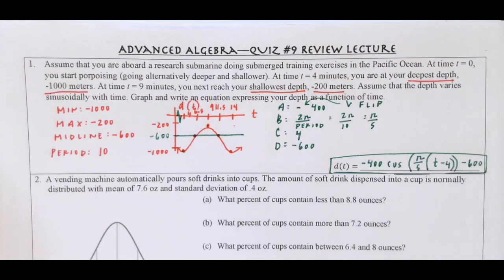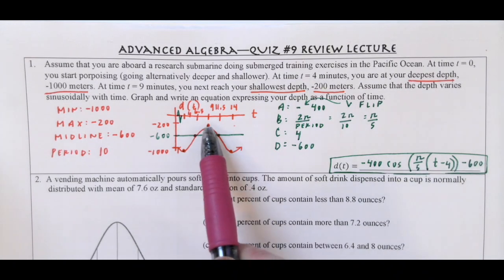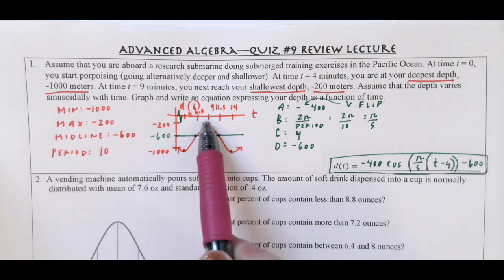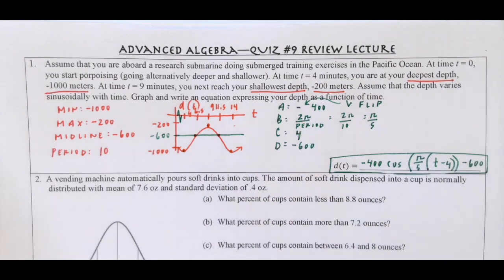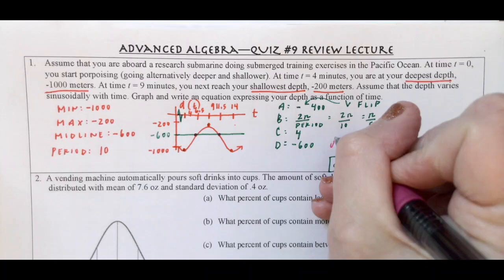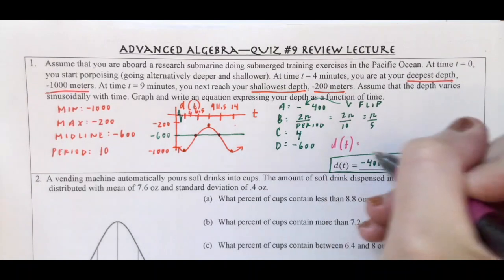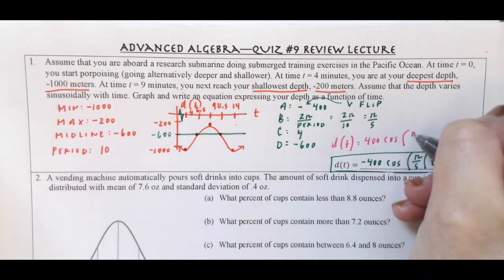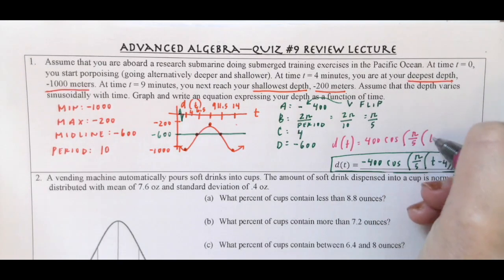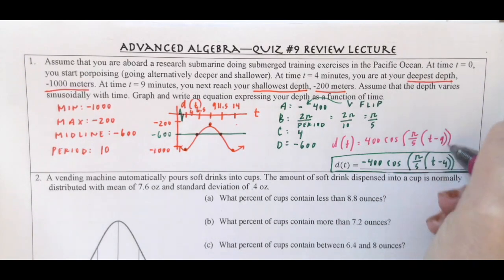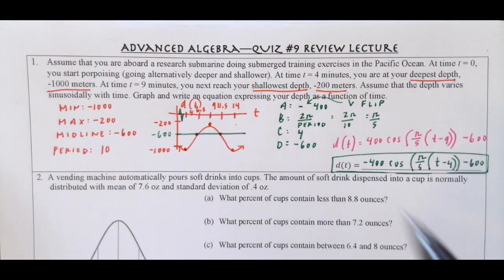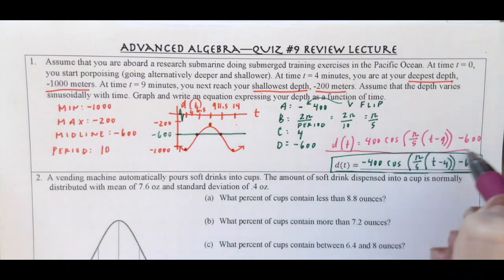But as we know, options vary here. Let's say that you did cosine, but you were building off of this point instead. That point would have been 9 to the right, and there would not have been a flip. So if you had said 400 cosine pi over 5 t minus 9 in parentheses minus 600, that would be fine too. Just another option that works.